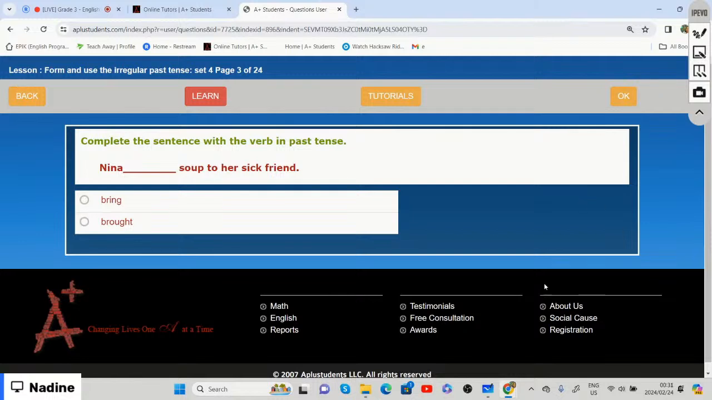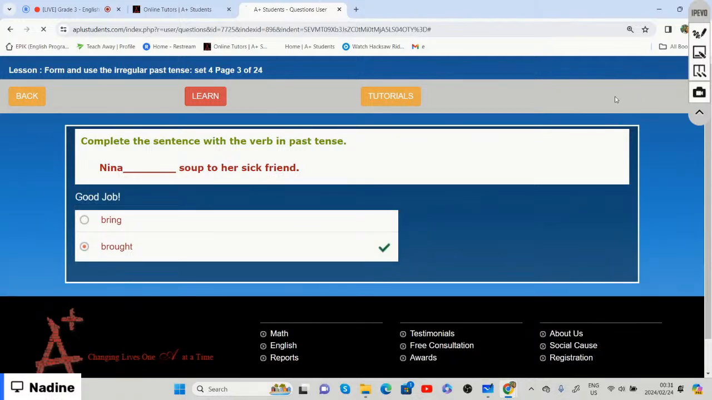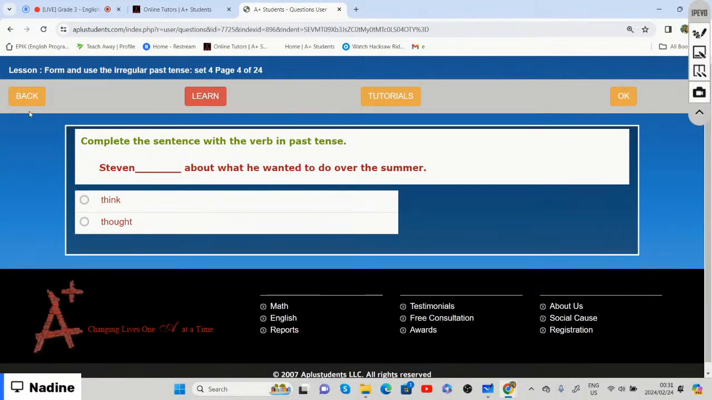All right, so do we say Nina brings soup to her sick friend, or Nina brought soup to her sick friend? In the past, we will say Nina brought soup to her sick friend. And brought is correct.